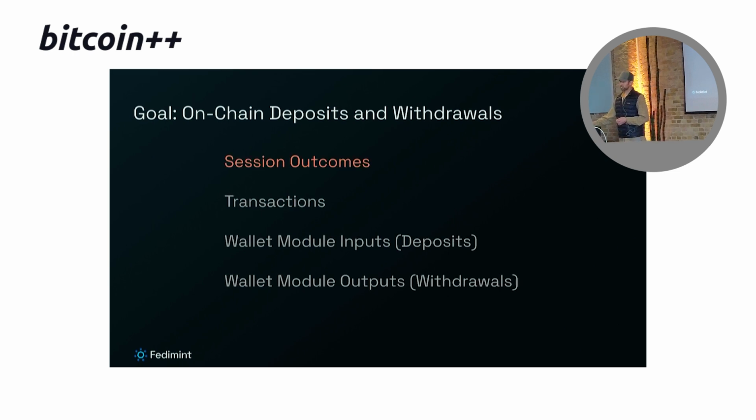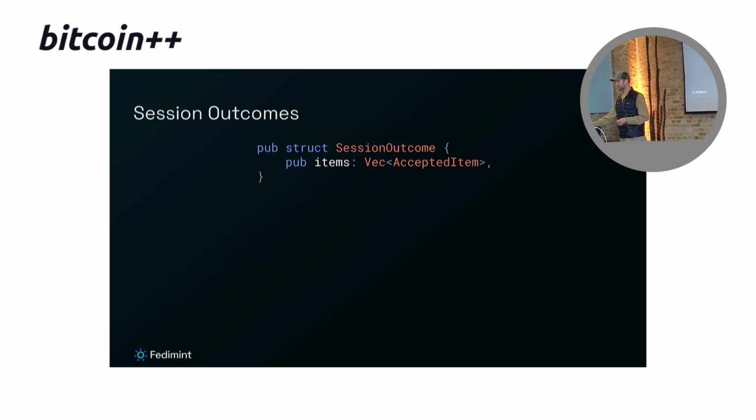All right, starting with session outcomes. Those of you who did not have a chance to attend Yasha's session downstairs a little bit ago: a session outcome is analogous to a block in a blockchain. But instead of having an ordered list of transactions, we instead have an ordered list of items, so a Vec of accepted items.